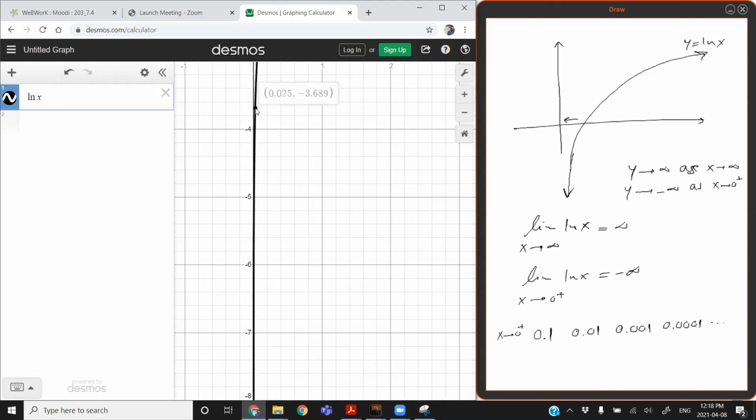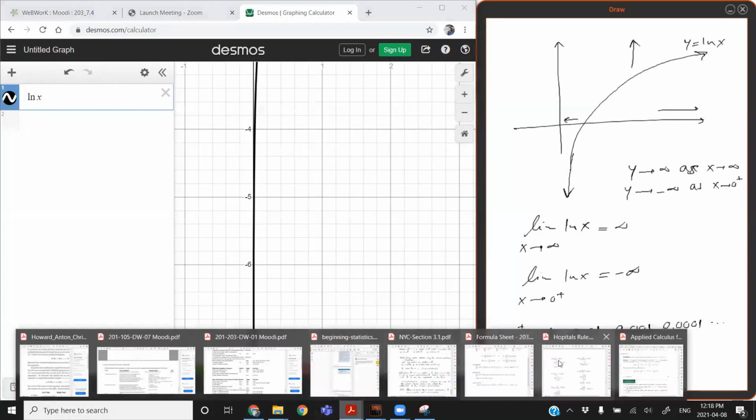Yes, I understand now. The x values that are closer to 0 give outputs that get smaller and smaller, and they go down to negative infinity. And what happens if x approaches infinity? As x gets bigger, y also gets bigger. Make sense? All right.